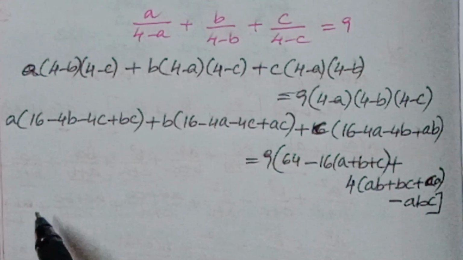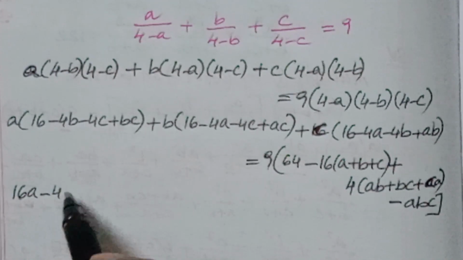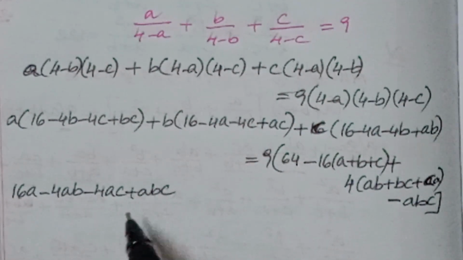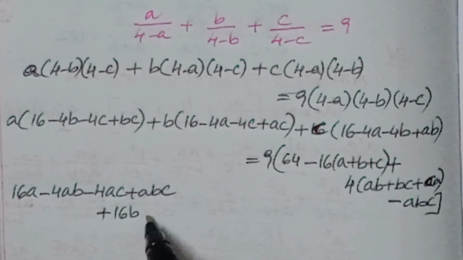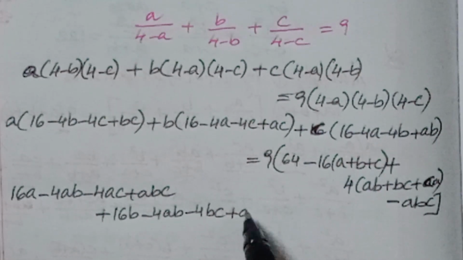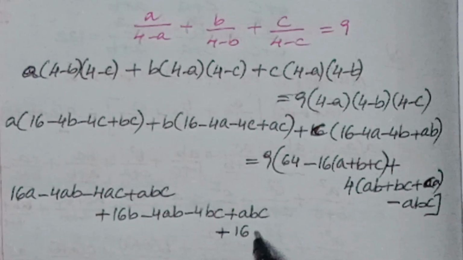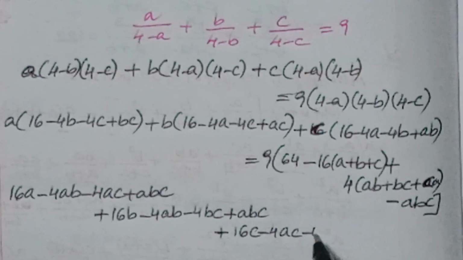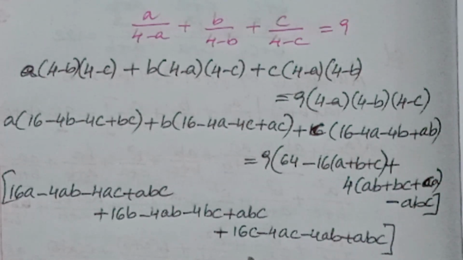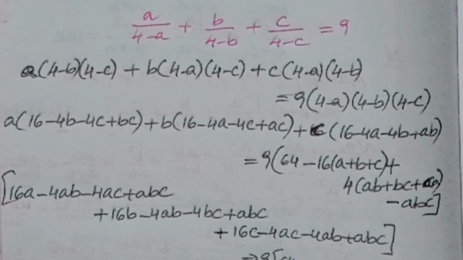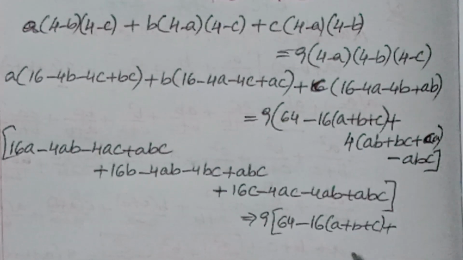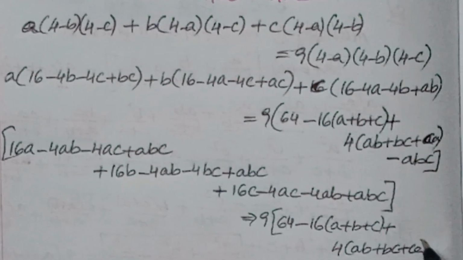Now LHS will get 16a minus 4ab minus 4ac plus abc. Down I am writing plus 16b minus 4ab minus 4bc plus abc plus 16c minus 4ac minus 4ab plus abc. This is LHS. RHS already I have written: 9 into 64 minus 16 into (a plus b plus c) plus 4 into (ab plus bc plus ca) minus abc.